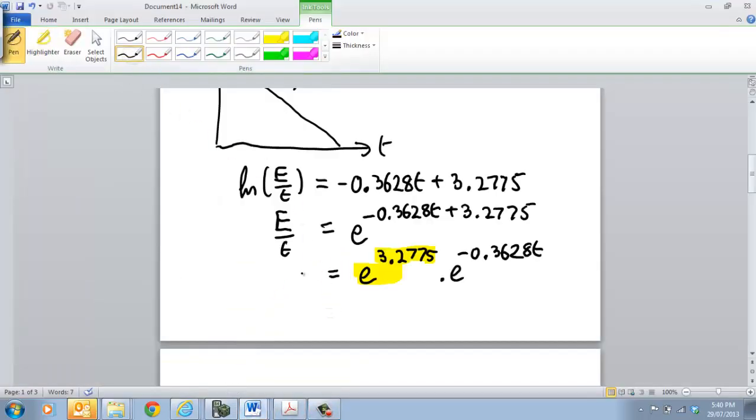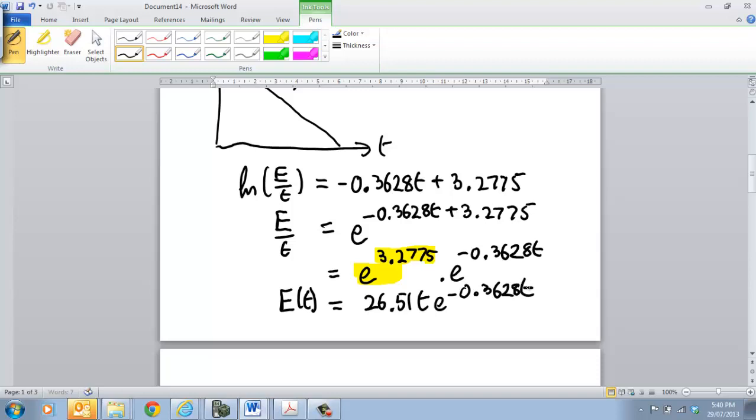So that's now equal to our function e to the t is equal to 26.51t. We bring our t up from the side over here, and then that's e to the minus 0.3628t. So that's our model that should hopefully fit this particular thing over here. So the next step, we've got to go to our calculator and put that back into the calculator and graph it and see how good a model it actually is.